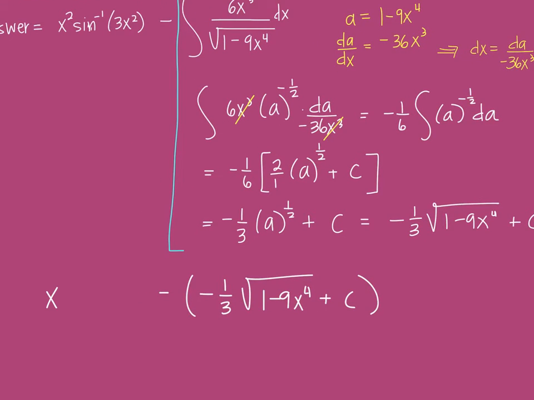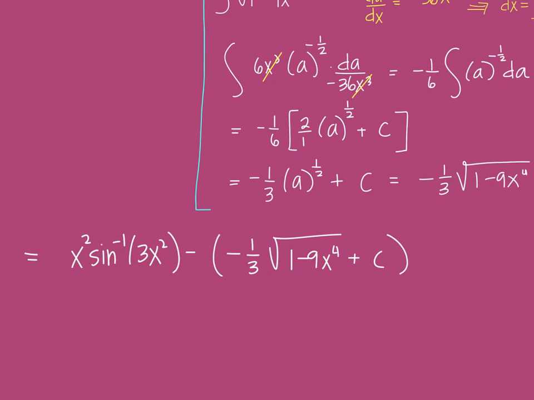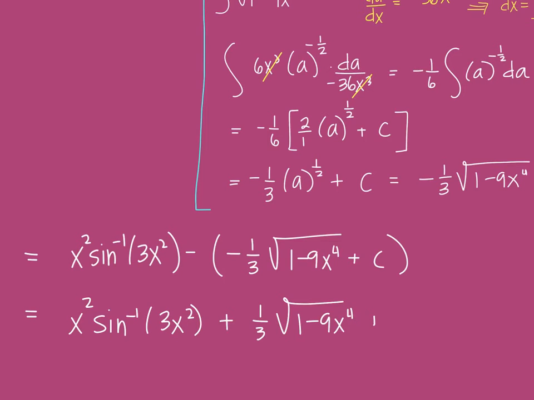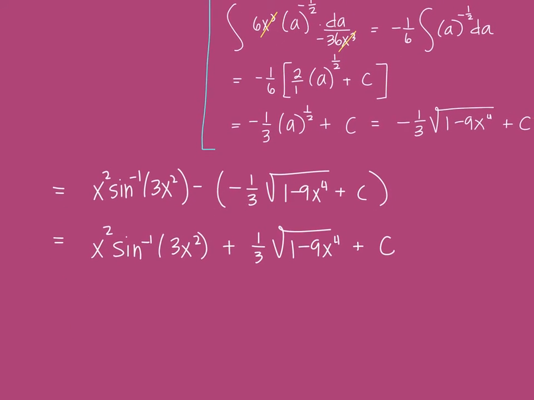And in front of that I had the x squared sine inverse 3x squared. So my overall answer, when I distribute the negative, is x squared sine inverse 3x squared plus 1/3 of the square root of 1 minus 9x to the 4th, and I still have plus c, because even though I'm distributing a negative, it's still a positive value. Okay, any questions so far?